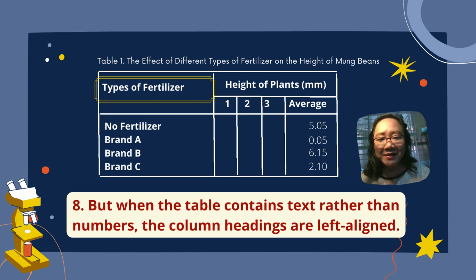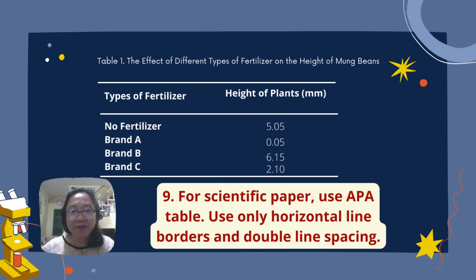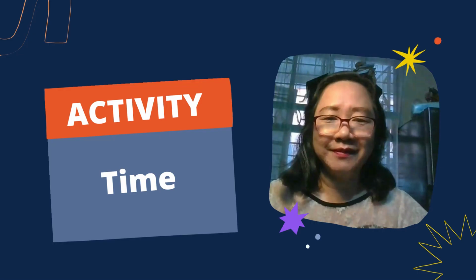For scientific paper, use APA table. What is APA table? APA table uses only horizontal line borders. So there's no vertical line. All are horizontal lines, just like our example on the screen. And the spacing must be double.